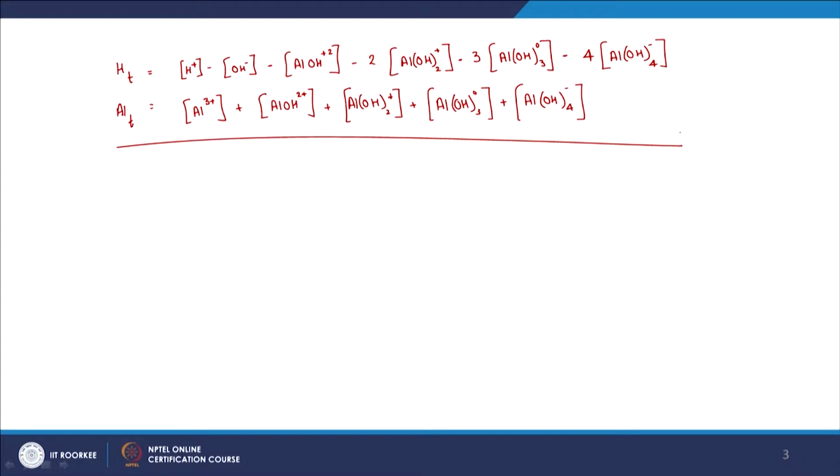So the total component balance equations we got from the tableau from the last class. H total is equal to H+ minus OH-, and so on with respect to the different species of aluminum hydroxide complexes. And Al total, we have Al3+ plus AlOH2+, and the other aluminum hydroxide complexes. Once you have H total and Al total, you can plug the relevant values into VMinTeq, and it will give you the relevant concentrations of either the free metal, which is Al3+, or the different aluminum hydroxide complexes.